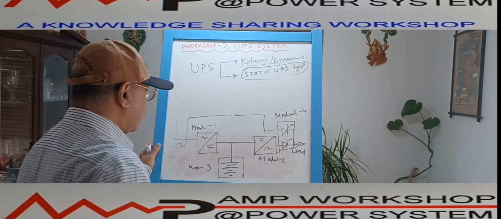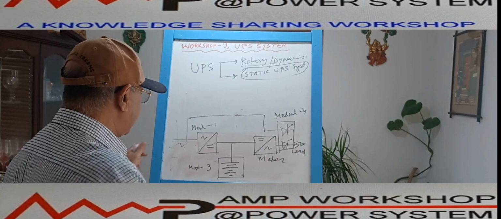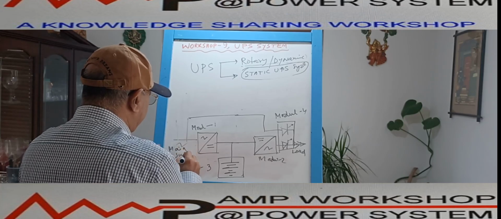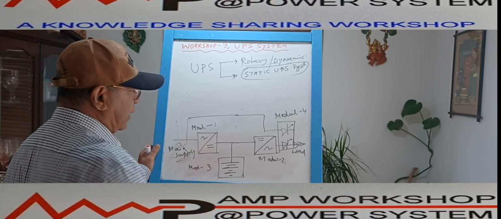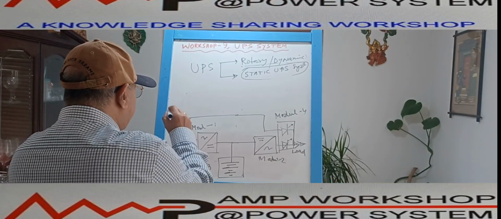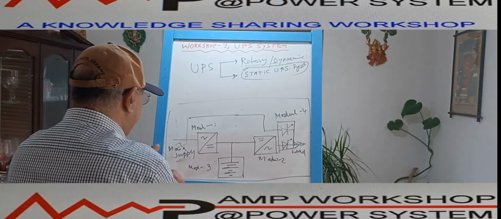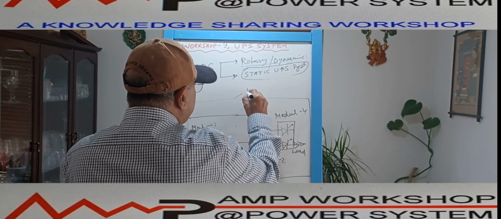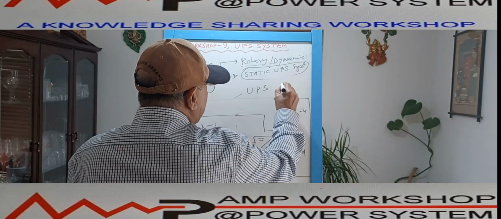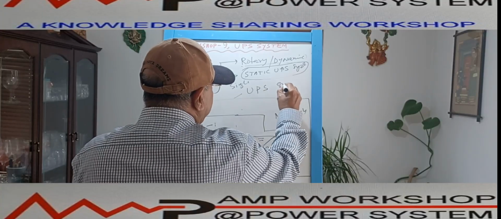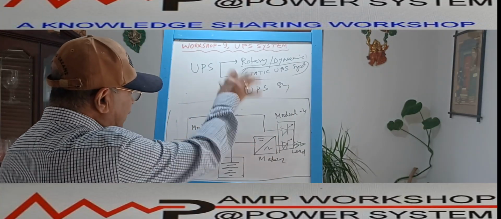Module 4. So if we want to explain how it is, this is the main supply coming from outside. Now this is a complete one UPS system. When you say the UPS, this is called one UPS system, a single UPS system. So in this case, you see all the four modules are there.